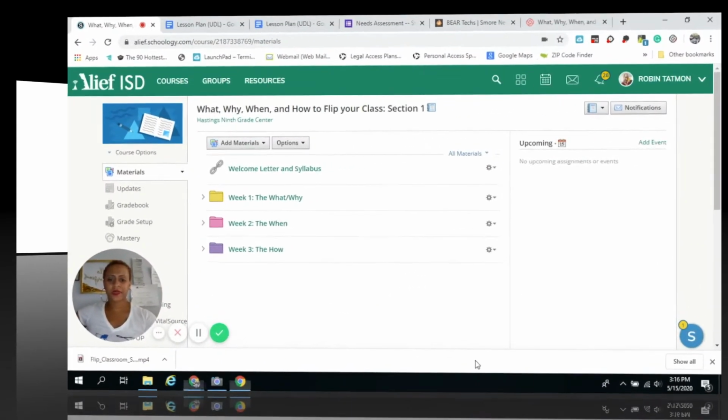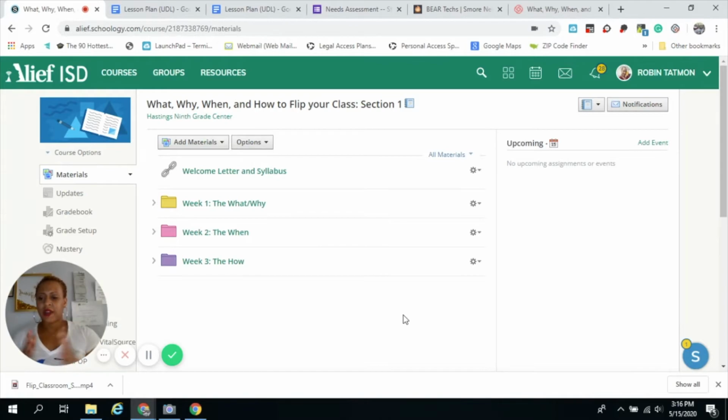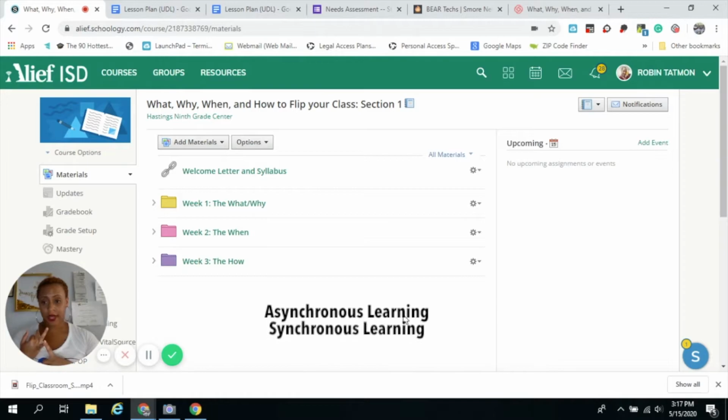All right, so now that we have finished with supporting the learners, we're going to look at activities, okay? More specifically, activities surrounding asynchronous learning, synchronous learning, and then collaborative work.